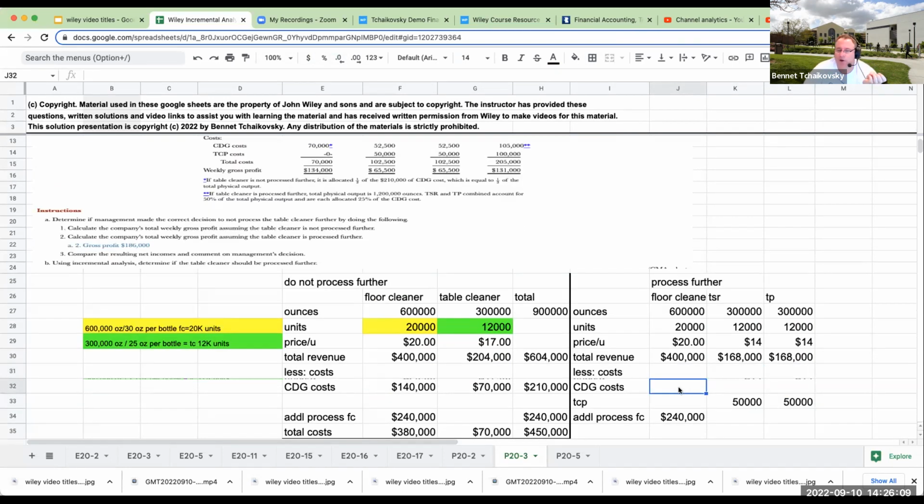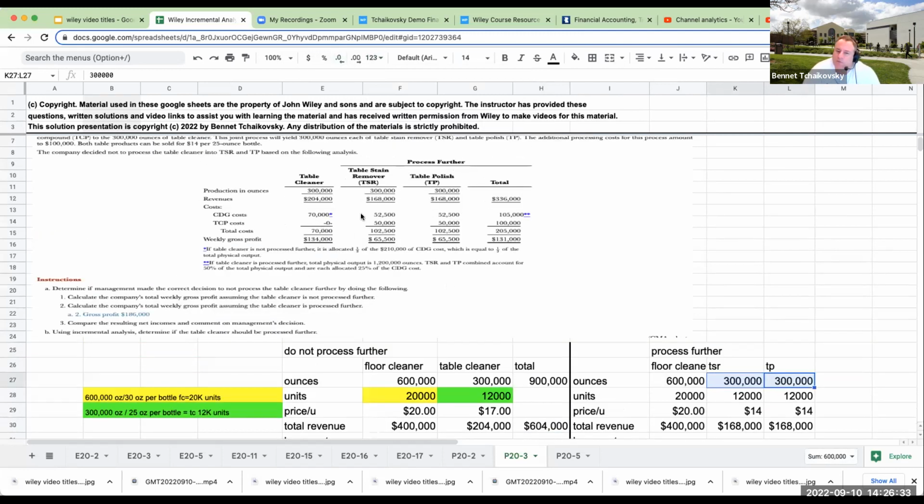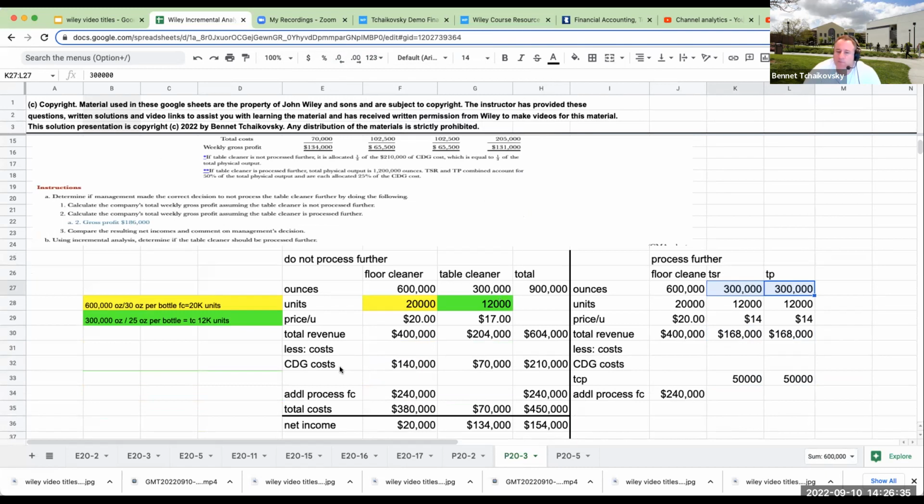So now when we get into costs, this is the big deal. So before, when we were looking, this was being allocated based on ounces. So my total number of ounces that we have is, right over here, 900,000. When I was going through and allocating this previously, the 70,000, where did that number come from? Well, if I took 210 times 300 divided by 900, that's where I'm going to be getting the 70 from.